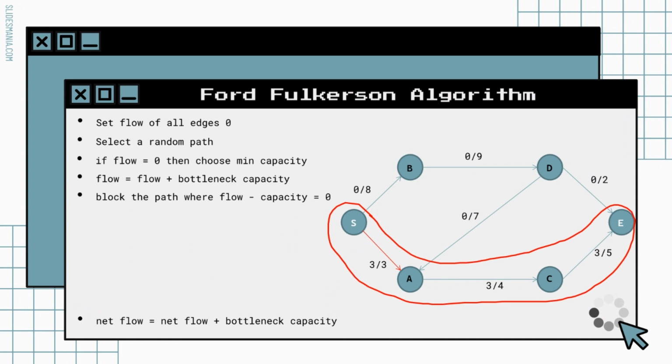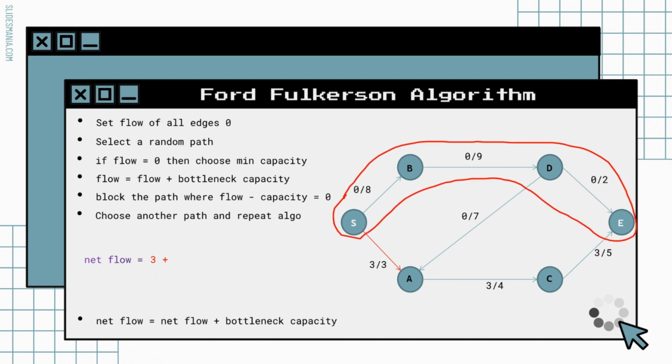Now we have to find out the net flow of this flow network using this equation: net flow equals net flow plus bottleneck capacity. Here, for this chosen path, the bottleneck capacity is 3. So first, the net flow equals the bottleneck capacity, 3. Choose another path and repeat the algorithm. Let's choose this path, S, B, D, and E.